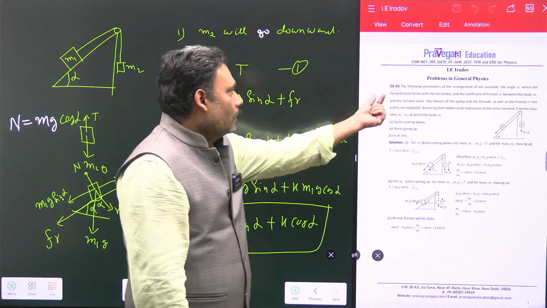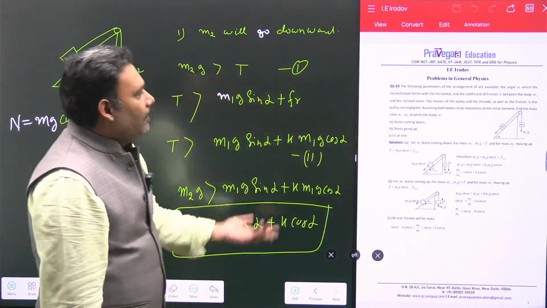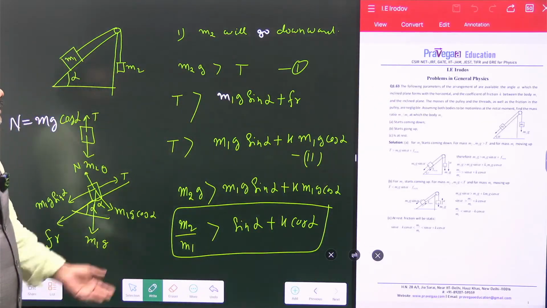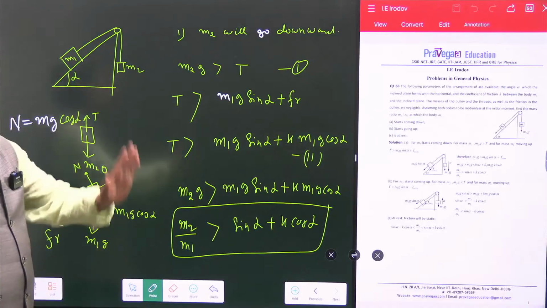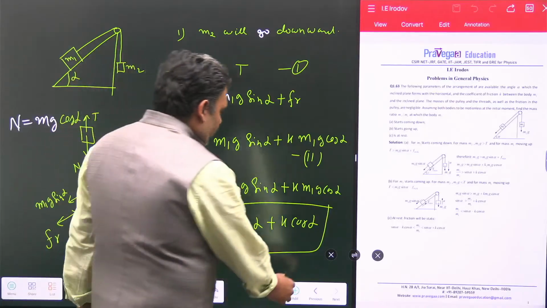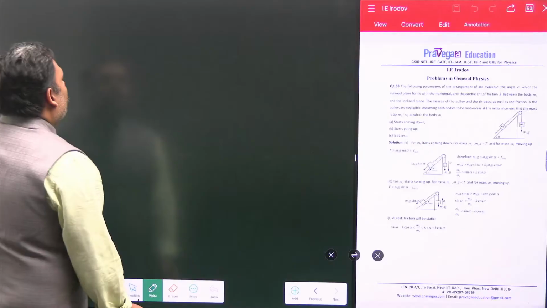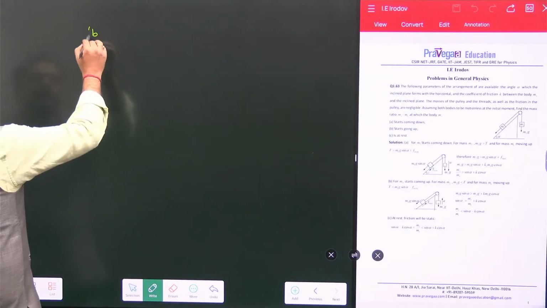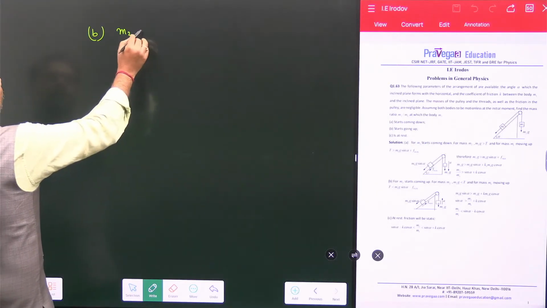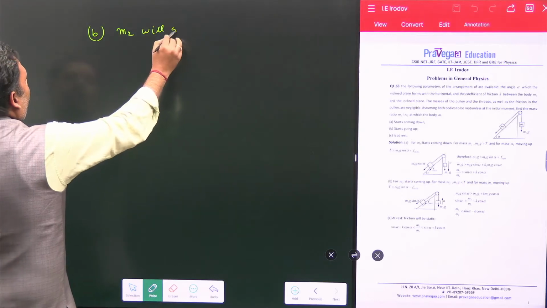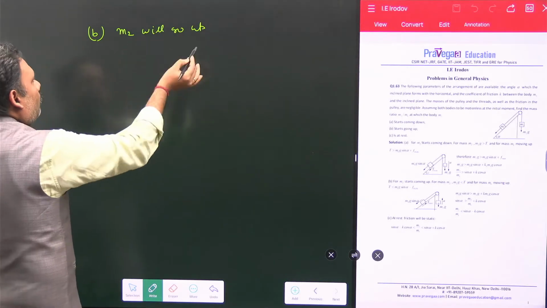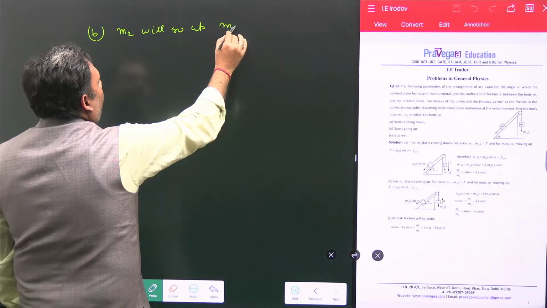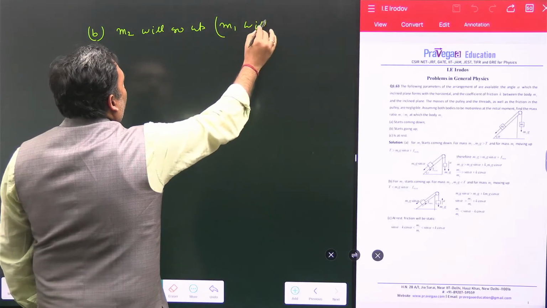So this is 1.63a. In the same way, let us go for the case where m2 will go up. Then what is going to happen? Let us go for this one. Case 2, or problem B: m2 will go up. If m2 goes up, that means m1 will go down.